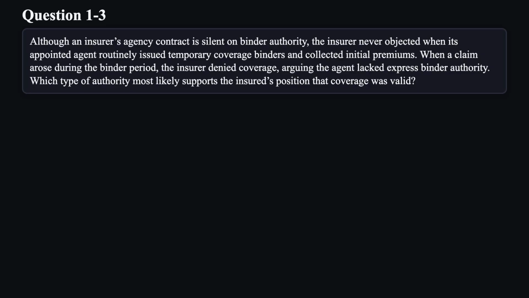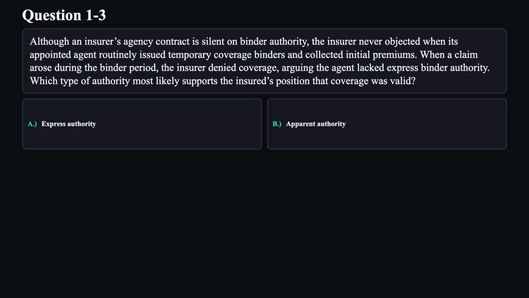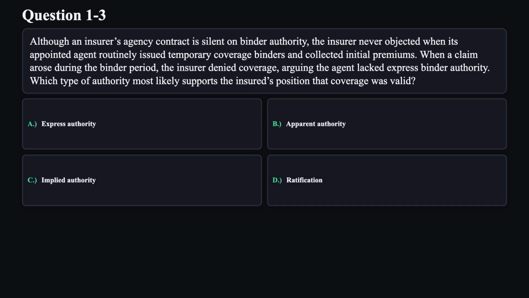Question 3. Although an insurer's agency contract is silent on binder authority, the insurer never objected when its appointed agent routinely issued temporary coverage binders and collected initial premiums. When a claim arose during the binder period, the insurer denied coverage, arguing the agent lacked express binder authority. Which type of authority most likely supports the insured's position that coverage was valid? A. Express authority. B. Apparent authority. C. Implied authority. D. Ratification.